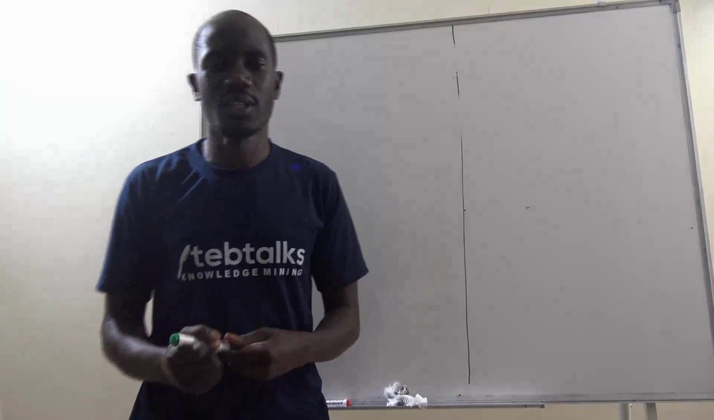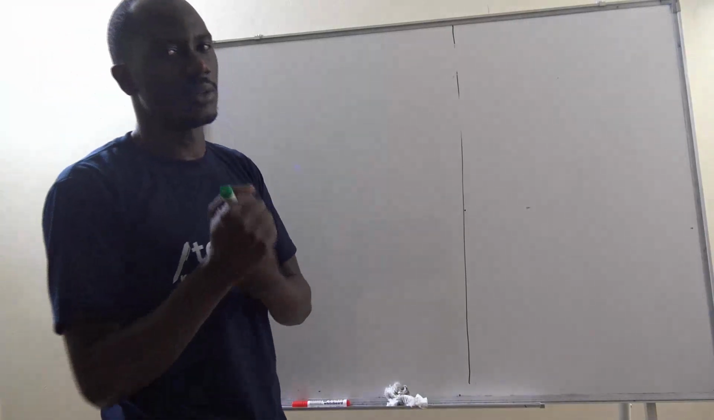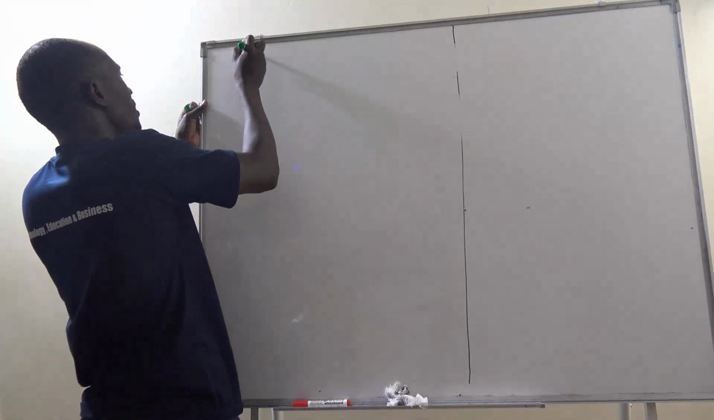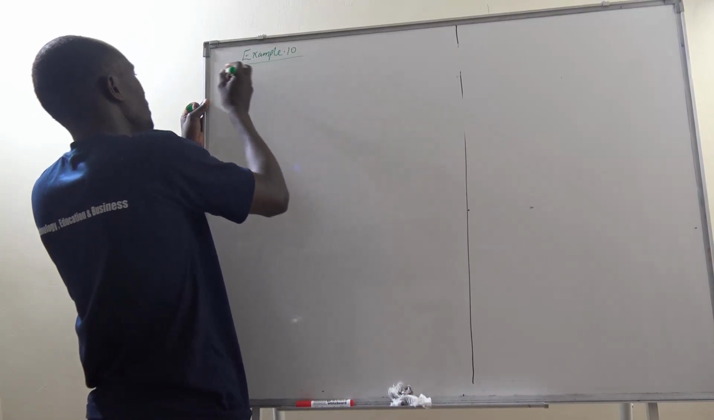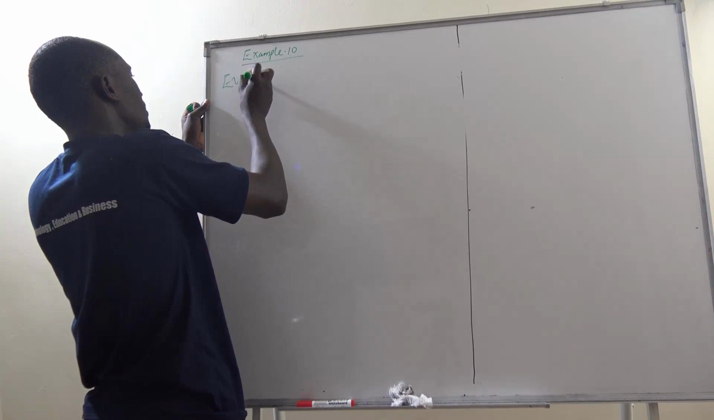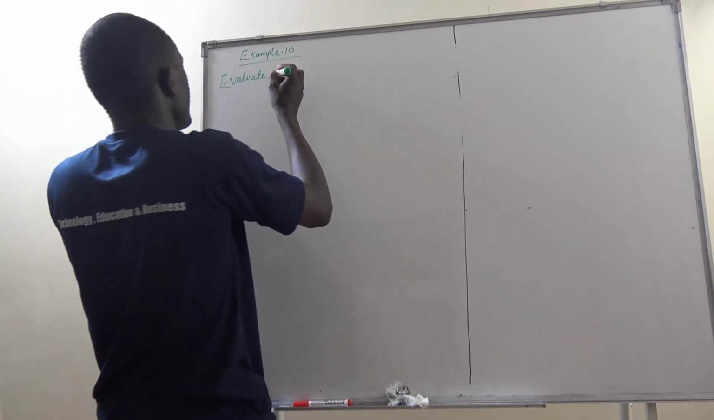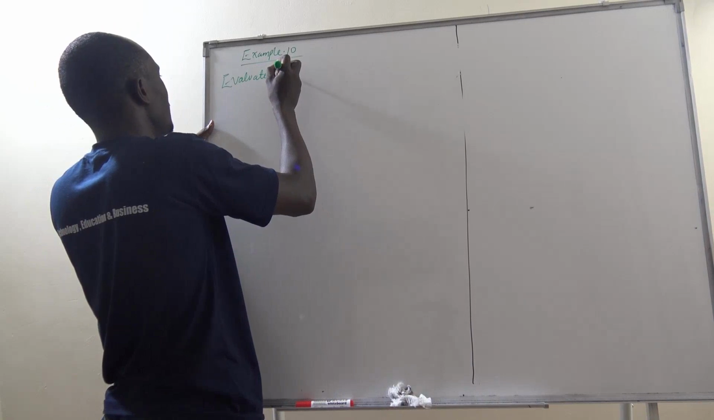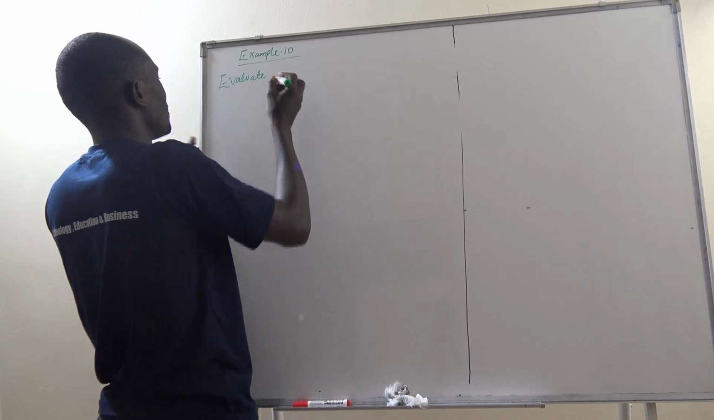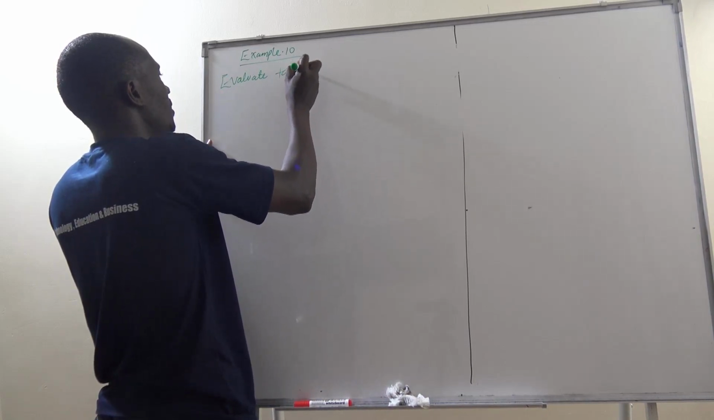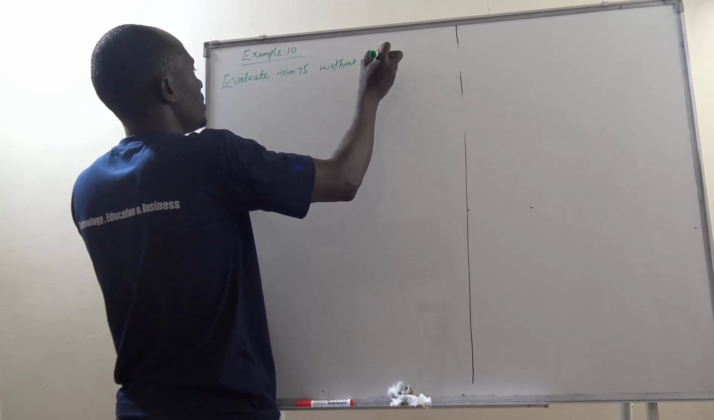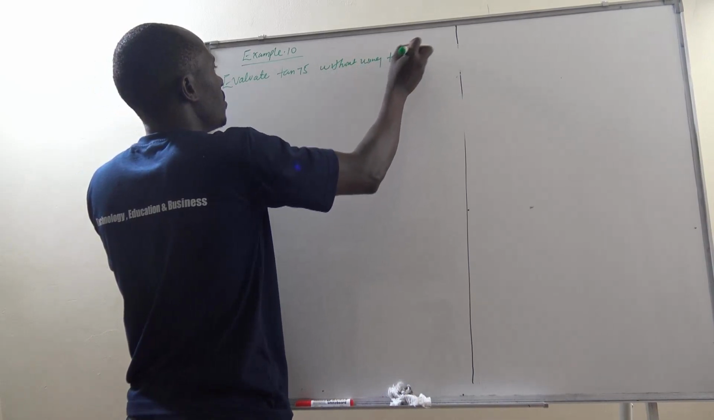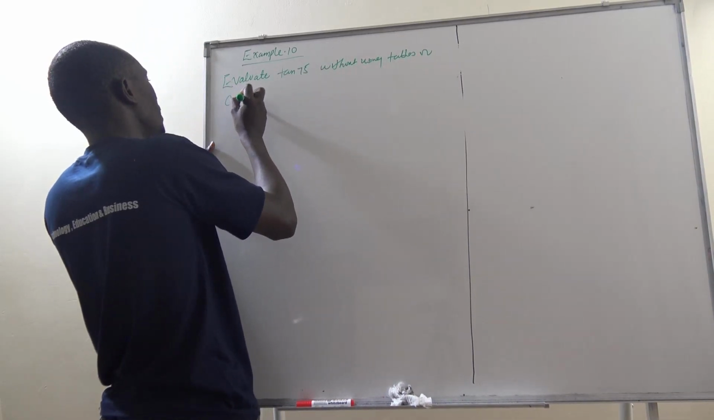Welcome back to this web episode, still talking about compound angles. We are going to example 10. It goes: evaluate tan of 75, without using tables or calculators.